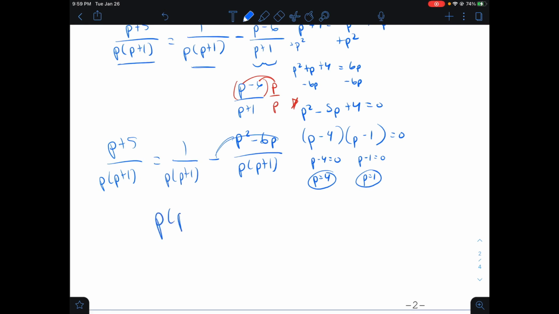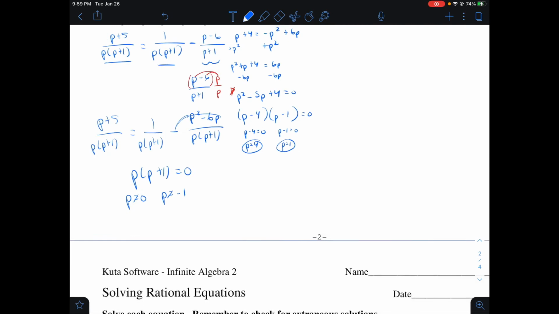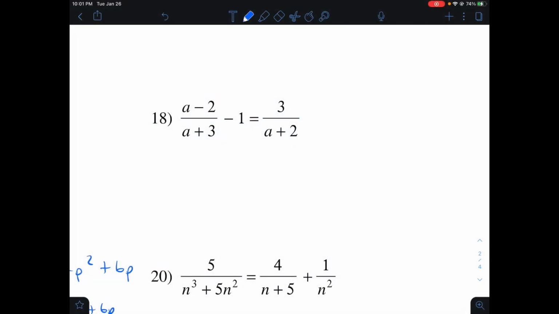So we have p times (p plus 1) equals 0. We get that p cannot equal 0, and p cannot equal negative 1. Both of these check out. We're good to go. I know we're going out of order, but let's pop back to number 18. Sorry, guys.